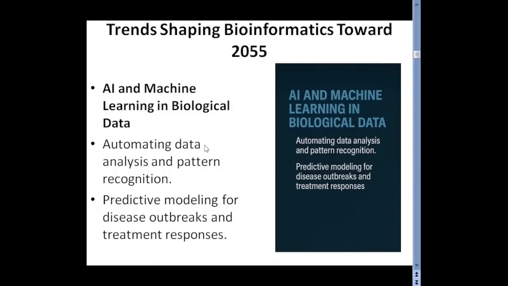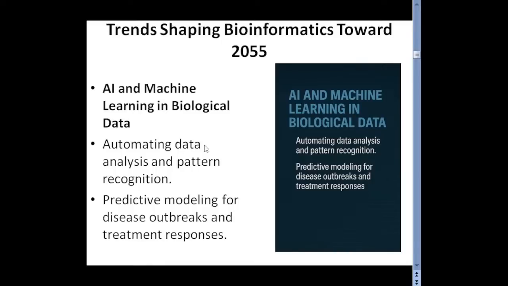Then in terms of shaping the trend in bioinformatics towards 2055, the first thing is, as a bioinformatician, everything you do now is towards artificial intelligence and machine learning.